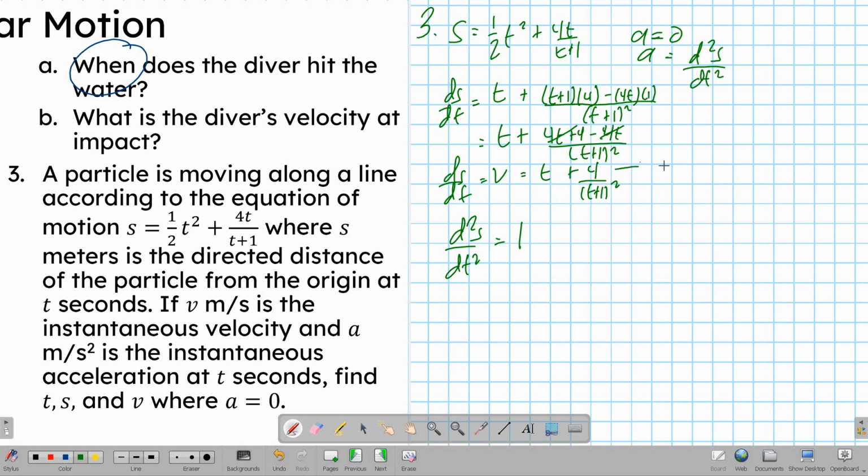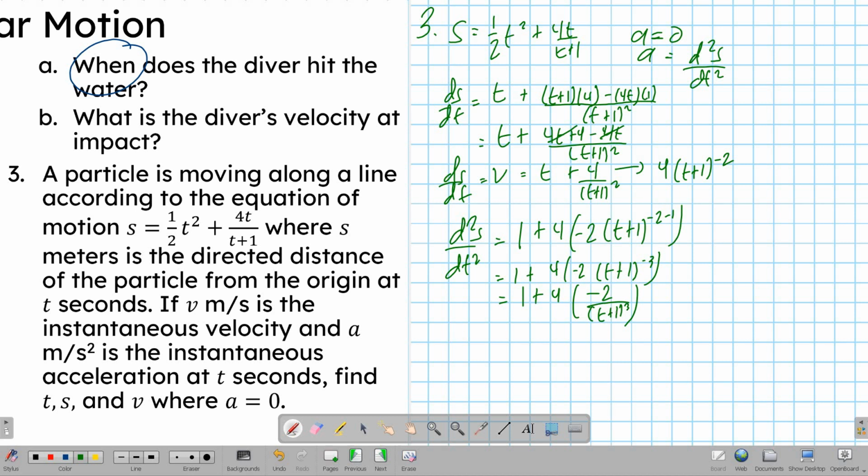This one here can be written as 4 times t plus 1 raised to negative 2. Therefore, I'm going to have 1 plus 4 times the derivative, which is negative 2 times t plus 1 raised to negative 2 minus 1, that would be 1 plus 4 times negative 2 times t plus 1 raised to negative 3. This will become 1 plus 4 times negative 2 over t plus 1 cubed, in the denominator. Hence, the second derivative of the position function becomes 1 minus 8 over t plus 1 cubed.